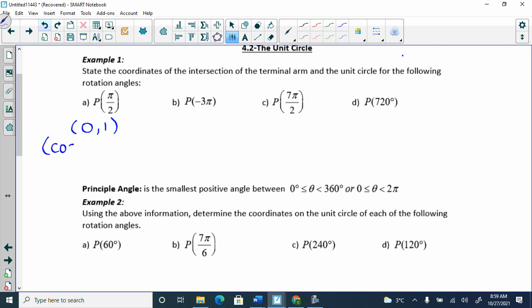Cos of pi over 2. If I'm typing pi over 2 in, what do I need to be in? Radian. And then sine of pi over 2. Type them in. Don't type it in with brackets and a comma. That is not productive. That's my coordinate. I want you to type in cos of pi over 2 in radian mode.